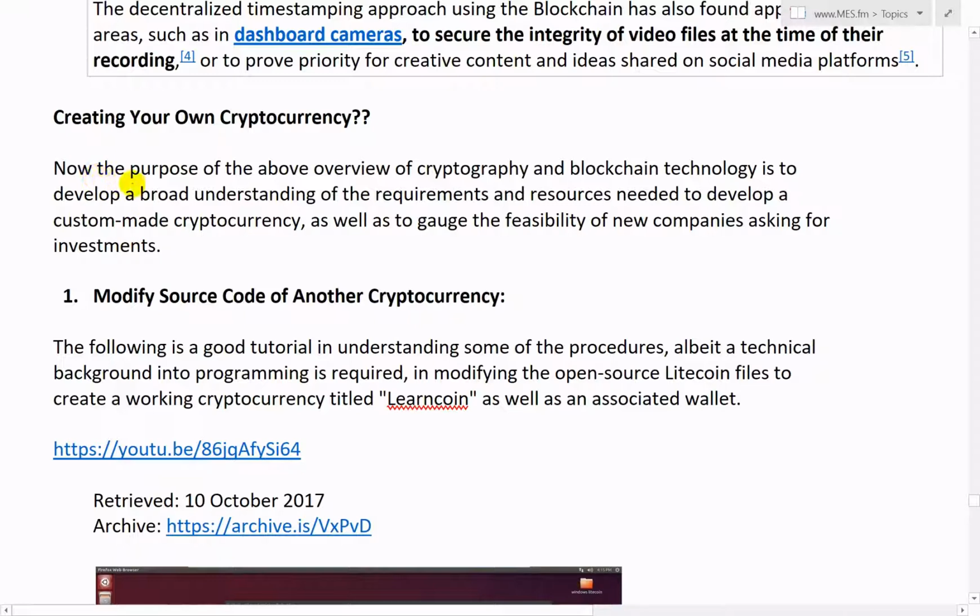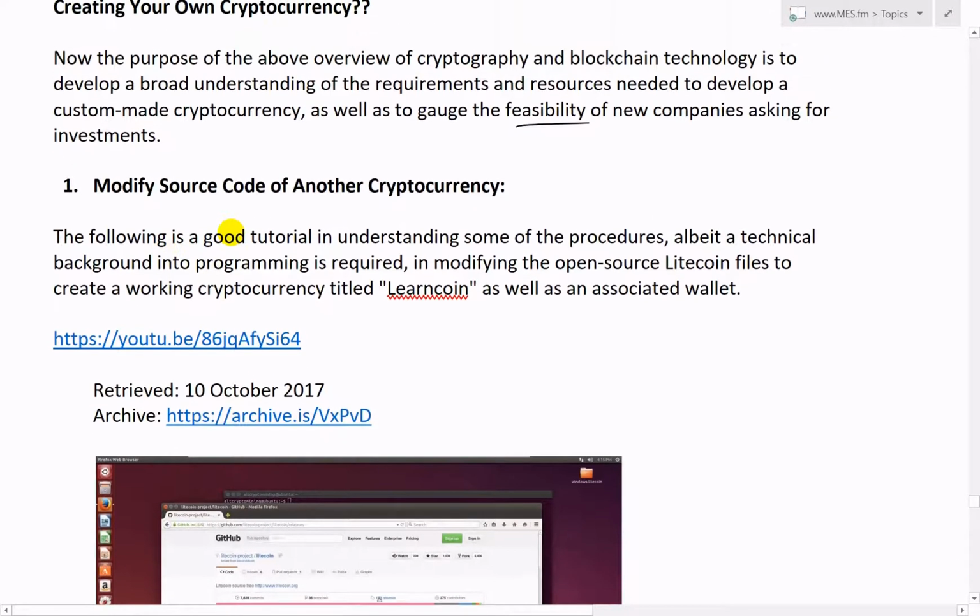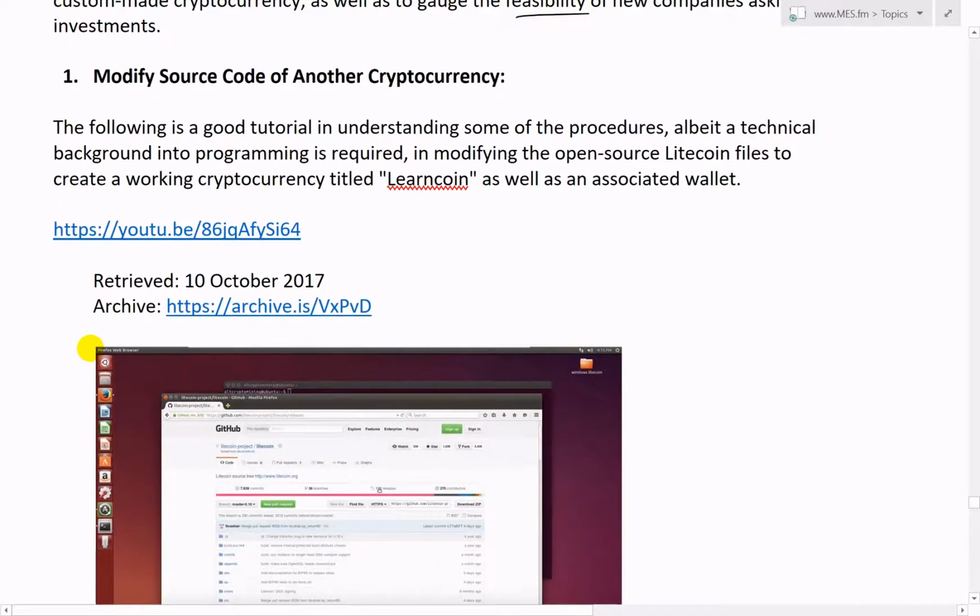So, creating your own cryptocurrency, I just want to put over here. Now the purpose of the above overview of cryptography and blockchain technology is to develop a broad understanding of the requirements and resources needed to develop a custom-made cryptocurrency, as well as to gauge the feasibility of new companies asking for investments. And I also believe it's about time people start smartening up about blockchain technology, which has pretty much taken over everything.